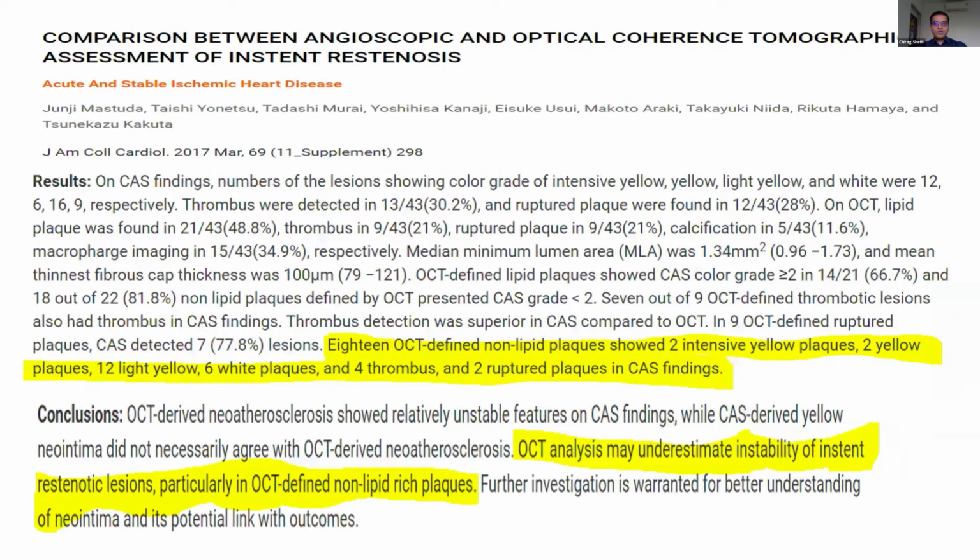If you focus on in-stent restenosis assessment with OCT, versus another important modality, that is angioscopy, it has been shown that OCT analysis used to underestimate instability of the in-stent restenotic lesion, especially when defined with non-lipid-rich plaques. So OCT still lags behind as far as vulnerability is concerned when compared with coronary endoscopic findings. Despite a good resolution, it would still have some limitation as far as understanding plaque morphology is concerned.